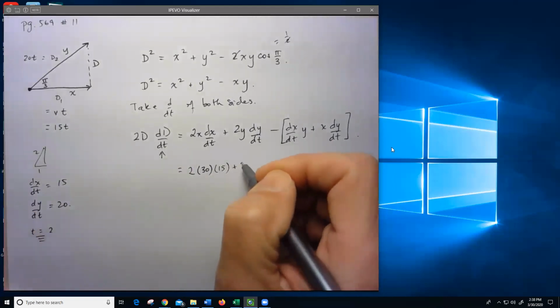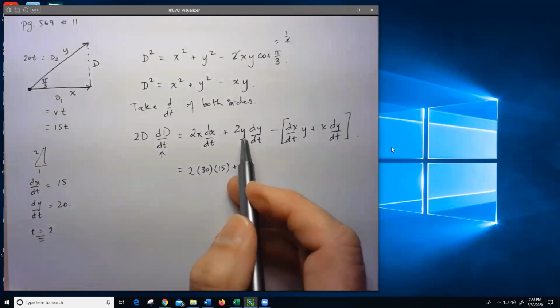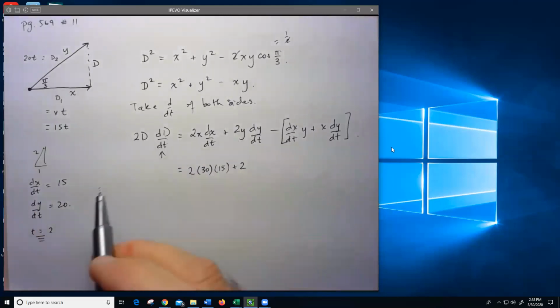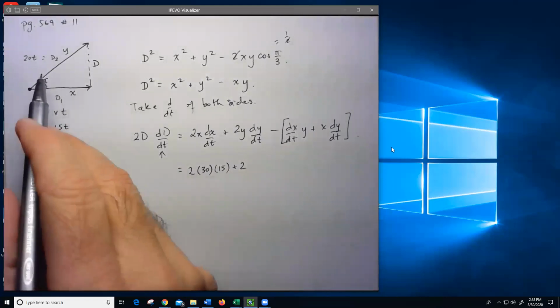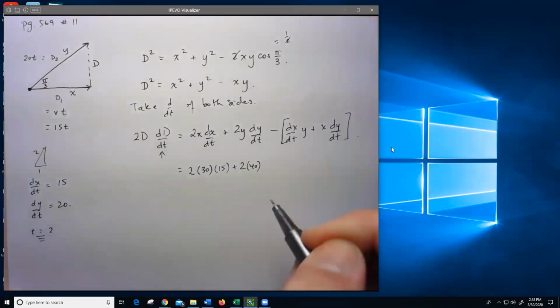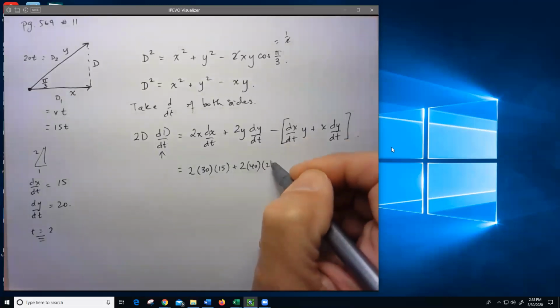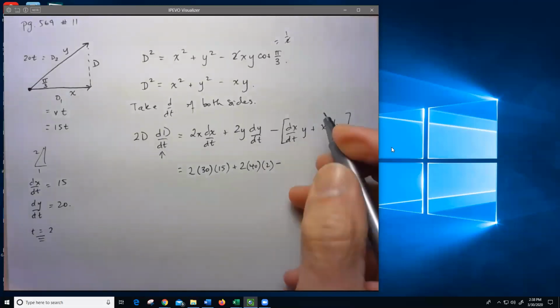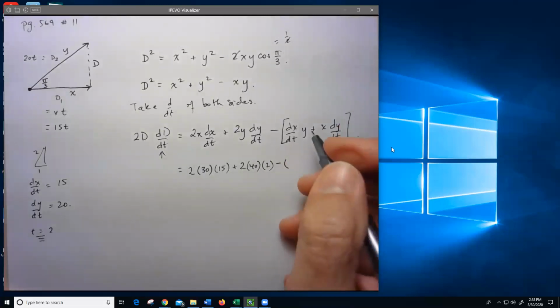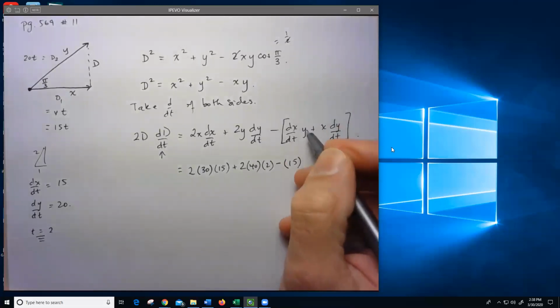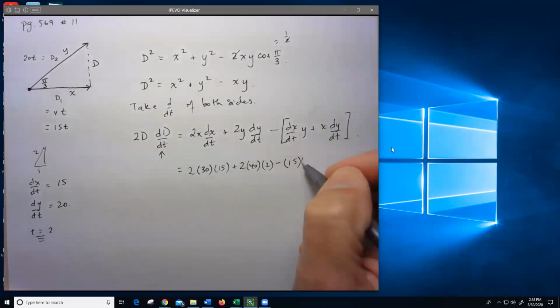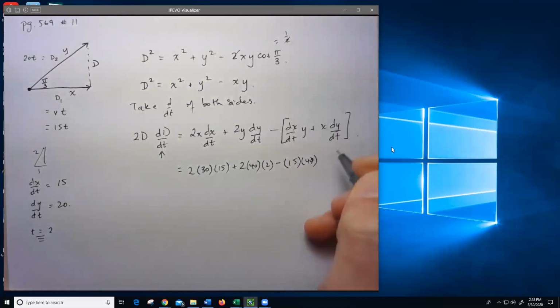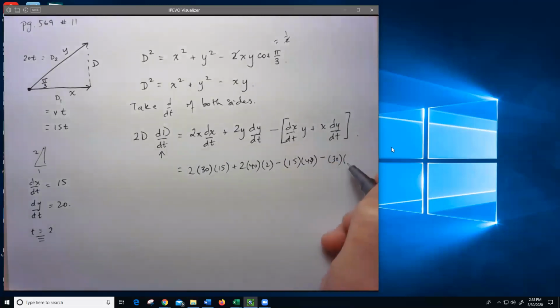Plus, similarly here, y, what distance has it traveled after 2 hours? At 20 kilometers an hour, it's traveled 40 kilometers times dy/dt, which is just 20. Then minus, and then very similarly here, dx/dt is just 15. Y, we just figured out, was equal to 40. Oops, 40. And then minus x, which we realized was 30, times dy/dt is equal to 20. Okay.